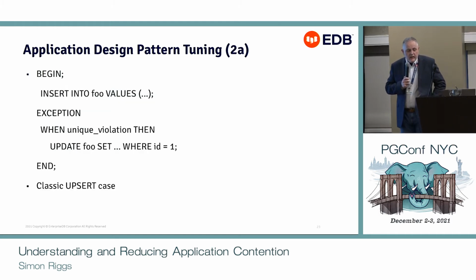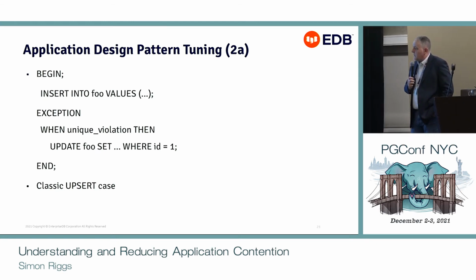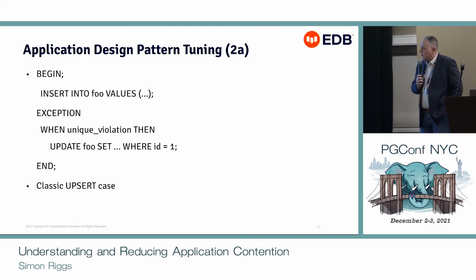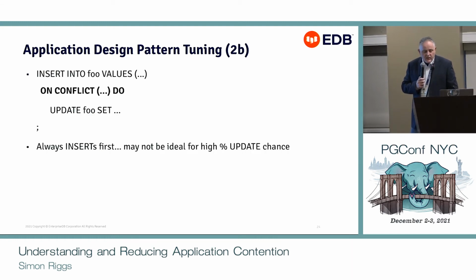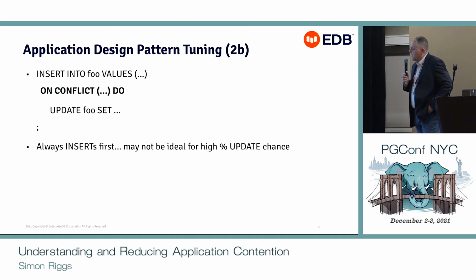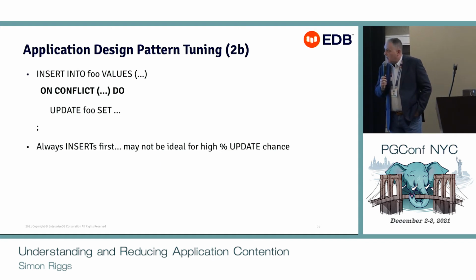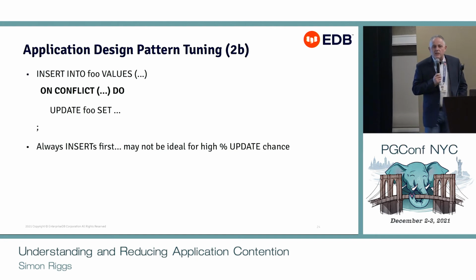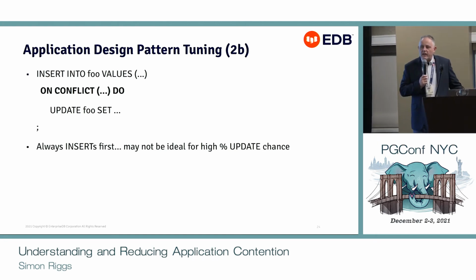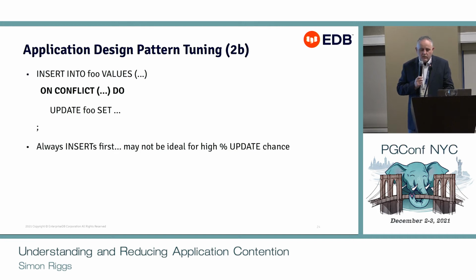Another aspect of tuning is to replace logic like this, where you say insert, and if it fails with a unique violation, do an update, otherwise known as the classic upsert case. And Postgres specifically provides a feature to do this efficiently and accurately, and that's the insert on conflict statement. The only downside to this is that it always inserts first, which may not be ideal for high update percentage chances. So you might, in some cases, want to go back to the other older coding.